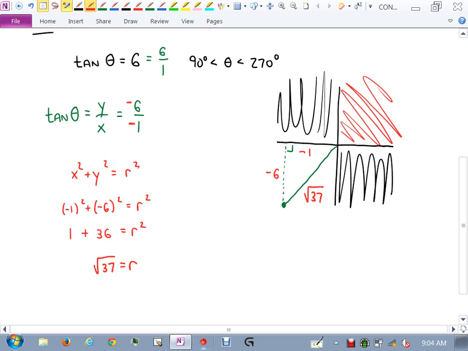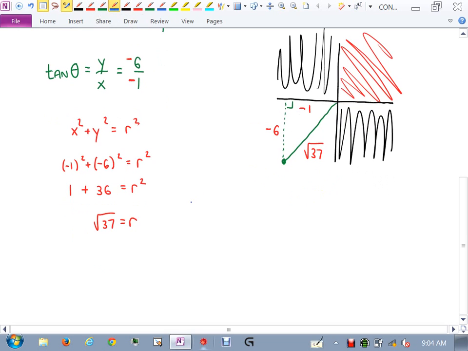We have x, y, and r. So let's just produce those real quick. Sine of this angle would be, what over what? Y over r. So it would be, y is -6, isn't it? R is root 37. Cosine is your x over r.